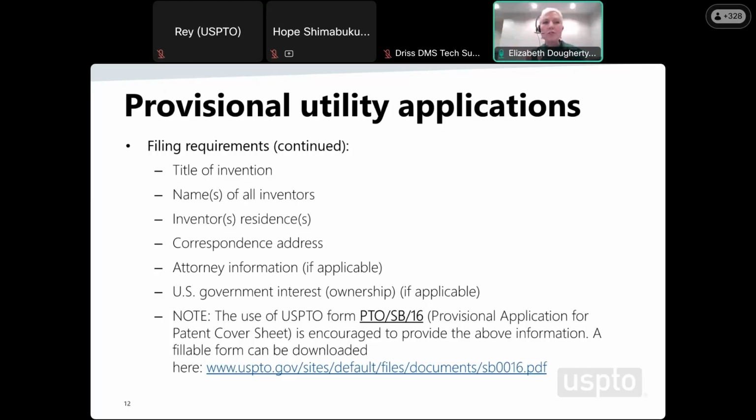The names of the inventors, residences, correspondence address, attorney information, if applicable, if you have chosen to use a patent attorney or patent agent, U.S. government interest or ownership, if applicable. If you have done this work through collaboration with a government entity, that must be disclosed. And then use of the provisional application cover sheet. This is how we are clear to know that you are filing a provisional patent application with the office.